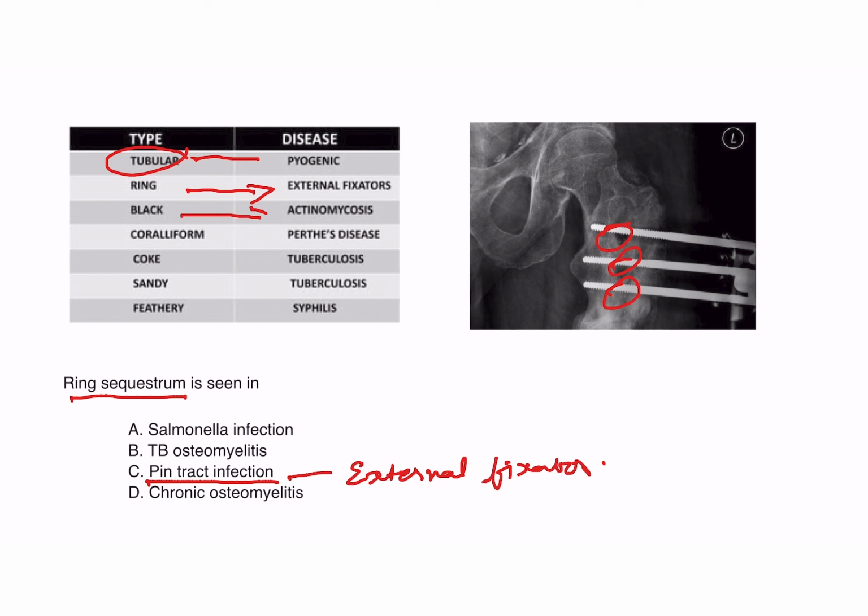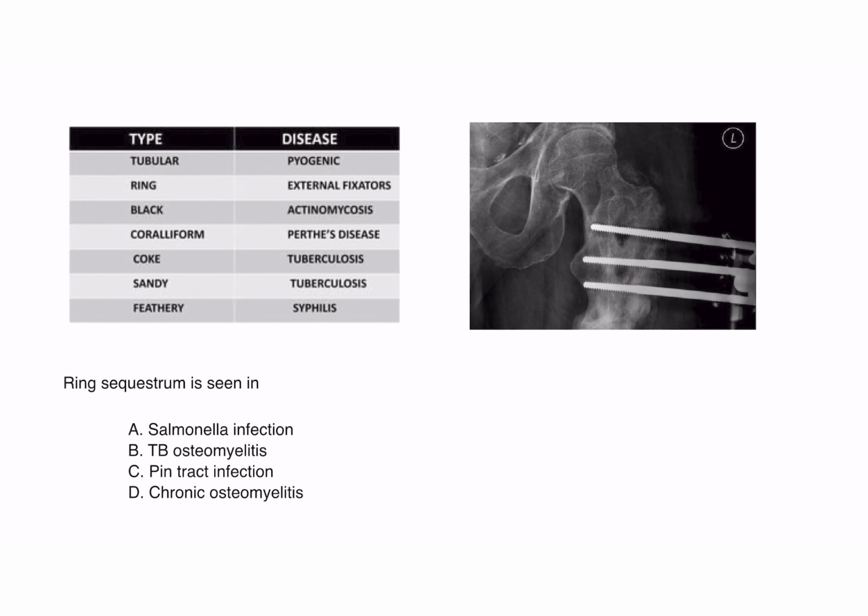black sequestrum, the color sequestrum, are due to fungal infection, and the coralliform sequestrum due to Perthes, and coke raised grain sequestrum is due to tuberculosis. Sandy sequestrum, or again raised grain sequestrum, is tuberculosis, and feathery sequestrum is seen in syphilis.